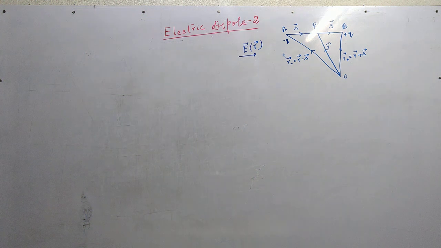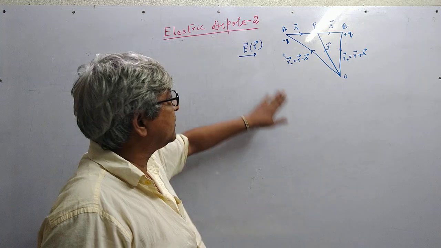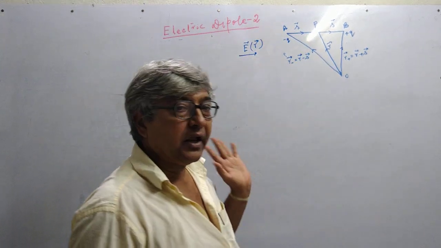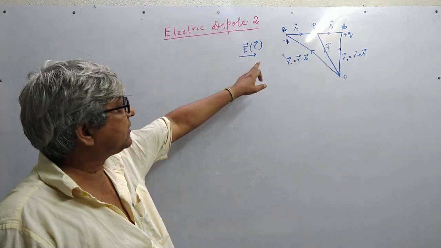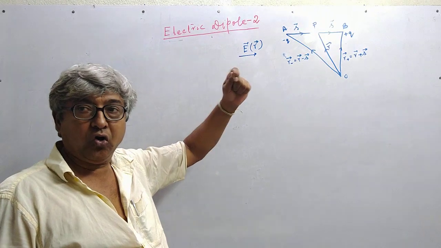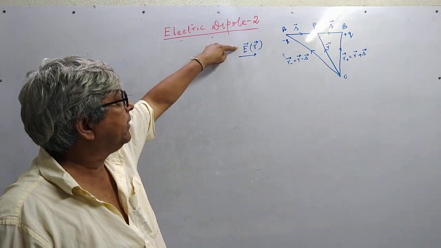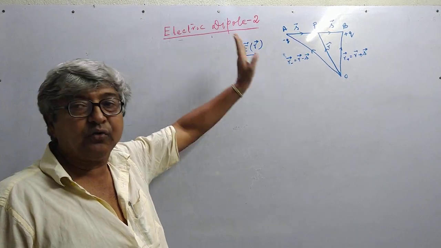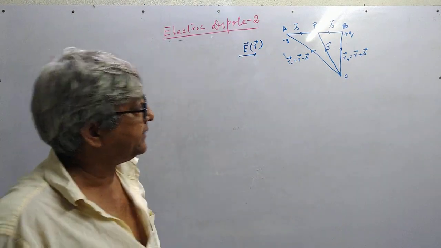The second lecture on electric dipoles. Today we shall consider what happens when an electric dipole is placed in an existing electric field. The electric field may be uniform or non-uniform. For a non-uniform electric field, we write vector E as a function of R. For the time being, we are considering a static field, so there is no time dependence.